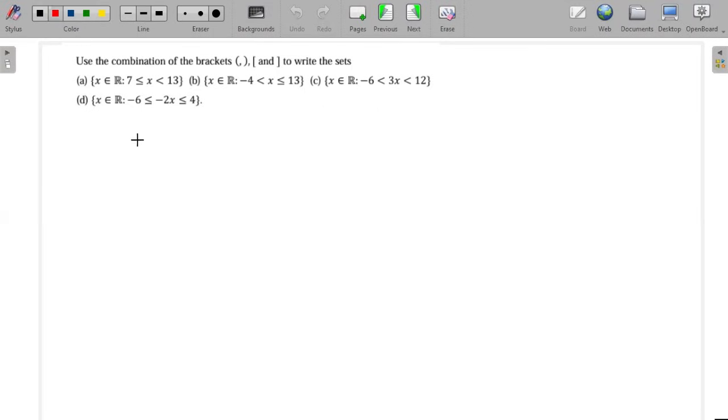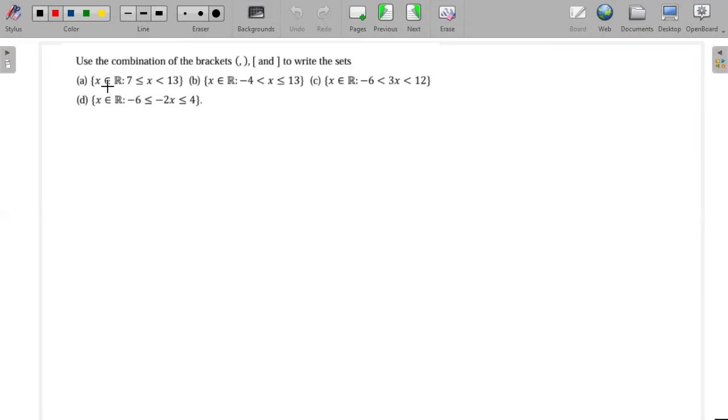All right, so welcome to this class again, as I said, and we are going to be looking at set interval notation. So we have questions that will help us to understand set interval notation. First of all, what is this set interval notation?